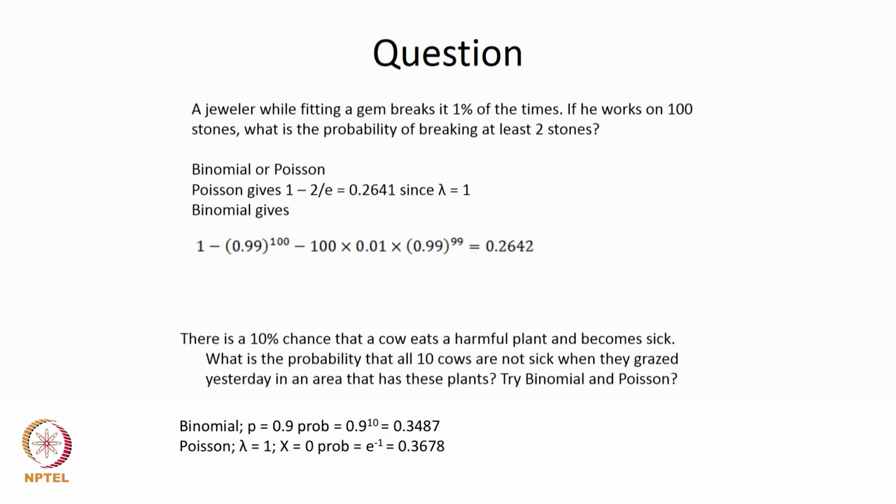If we look at Poisson, there is a 10% chance, there are 10 cows, so lambda is 1, x equal to 0. So e^(-lambda) lambda^x / x!, so e^(-1) 1^0 / 0!, so e^(-1), which is 0.3678.